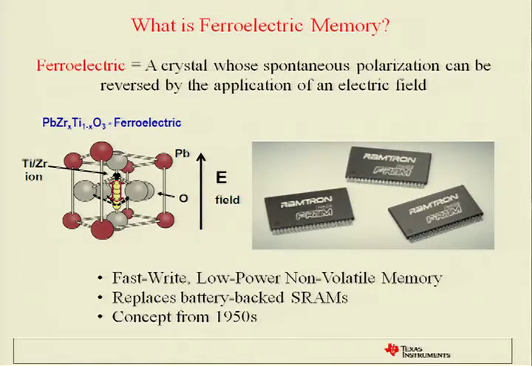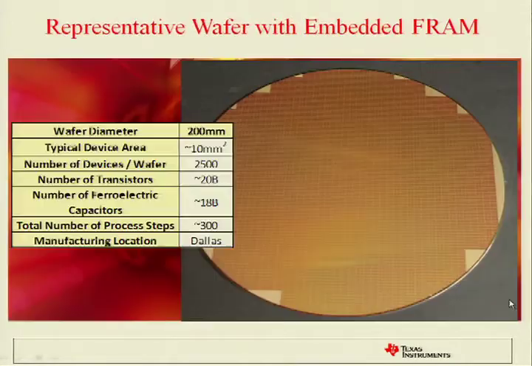So we store 1 in one orientation and 0 in the other orientation. This happens very quickly. You can change the state very quickly, and you can do it with very low power. So it's a fast write, low-powered memory. It replaces battery-backed SRAMs, and this concept is really from the 1950s. People have been trying to do this for a very long time, and finally the technology has caught up with the concept. Okay, so let me talk a little bit more about ferroelectrics.